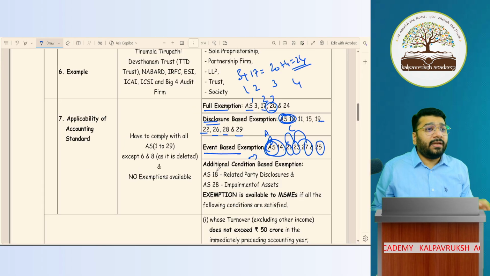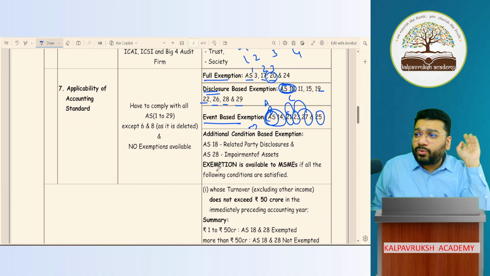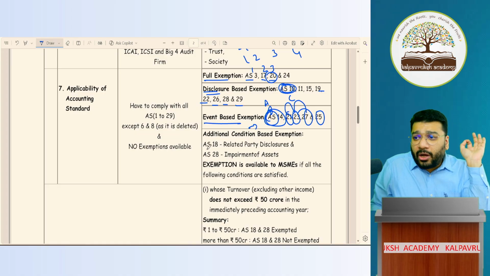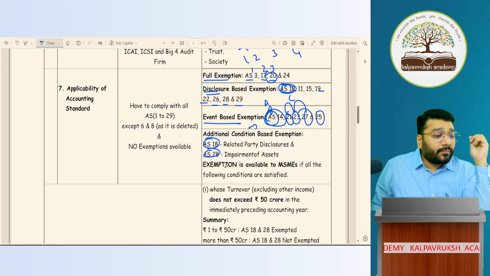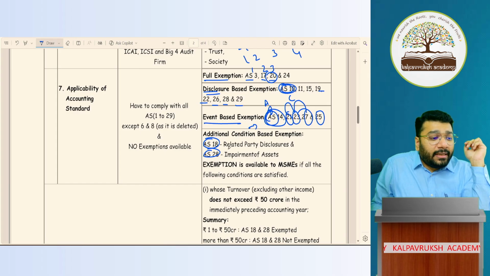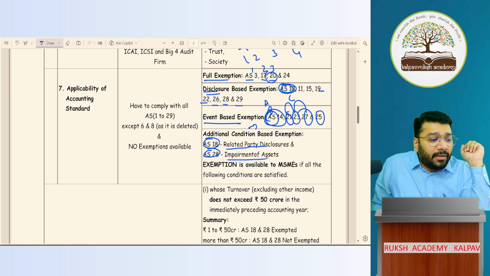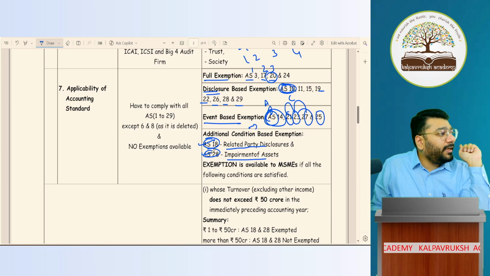Okay, now listen very carefully. Now comes the masala. Here is what they have twisted a little bit. We are going to talk about Accounting Standard 18 and Accounting Standard 28. Accounting Standard 18 talks about related party disclosures and Accounting Standard 28 talks about impairment. 18, 28, both are in 8-8. 1828, 1828. Any difficulty? No difficulty.